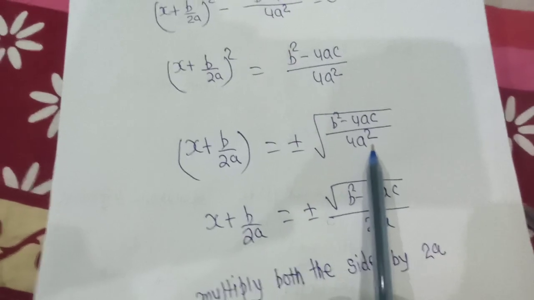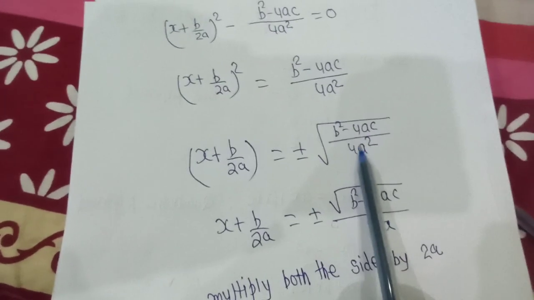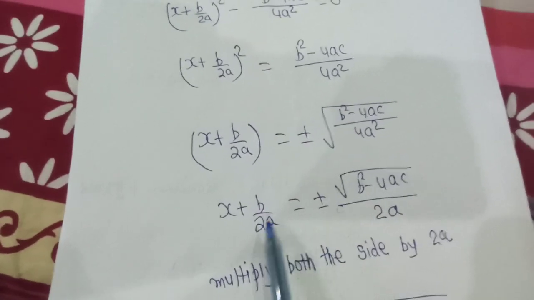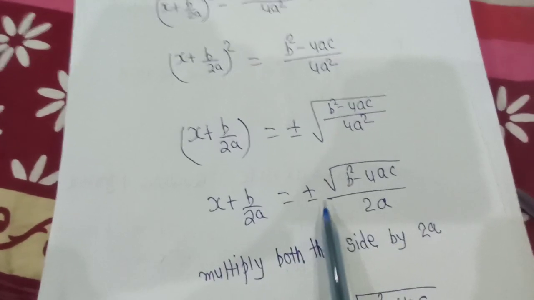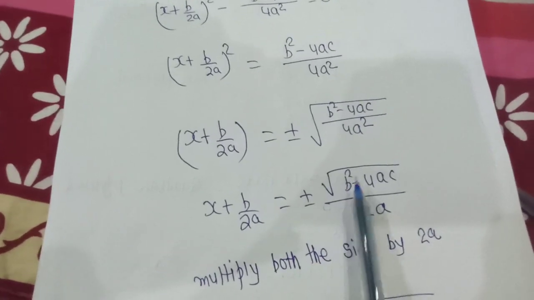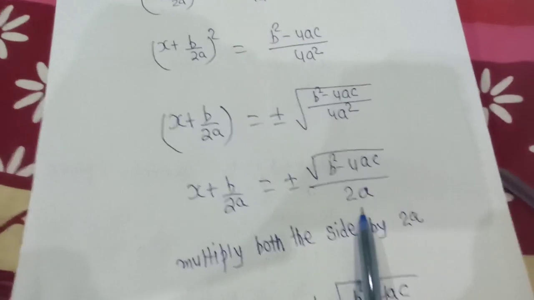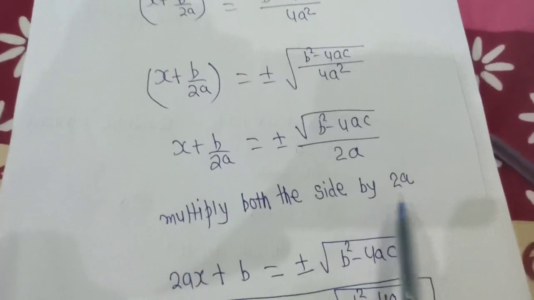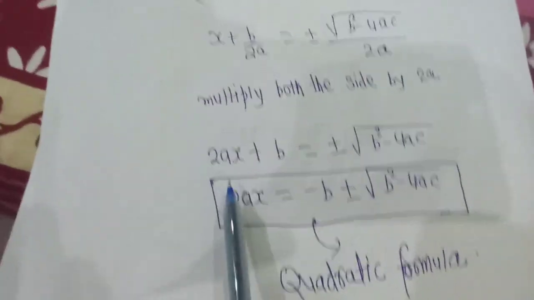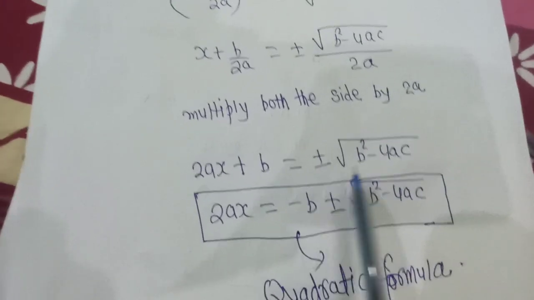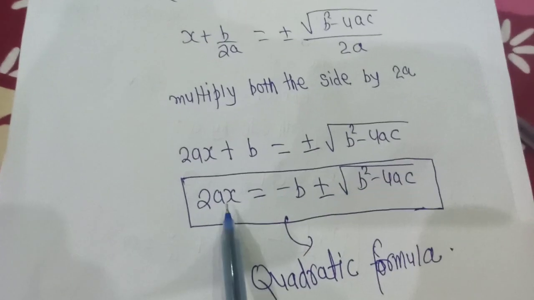And if we simplify it, this will come x plus b upon 2a equals to plus minus under root b square minus 4ac upon 2a. By multiplying both the sides by 2a, this will become 2ax plus b equals to plus minus under root b square minus 4ac.